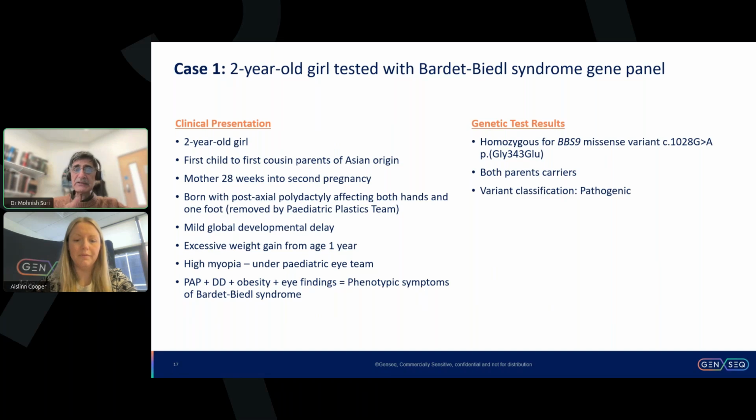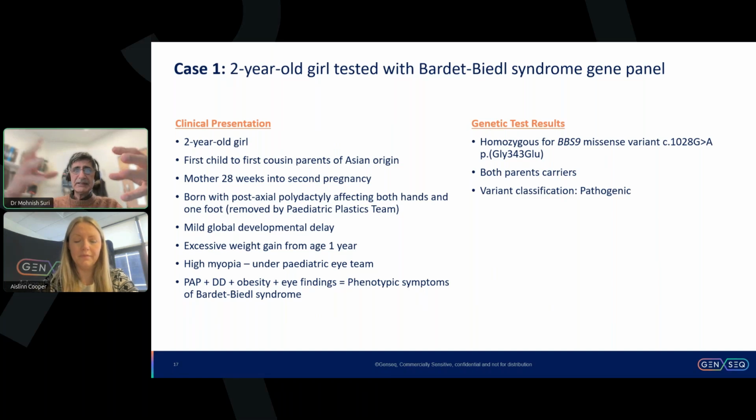So when I saw her in clinic, I was struck by the fact that she had trimelic, 3-limb post-axial polydactyly. She had developmental delay. She was obese. Her BMI was greater than the 99.6 centile, and she had eye findings. And with this combination of clinical findings, I was fairly sure that she had Bardet-Biedl syndrome, which is an autosomal recessive ciliopathy.